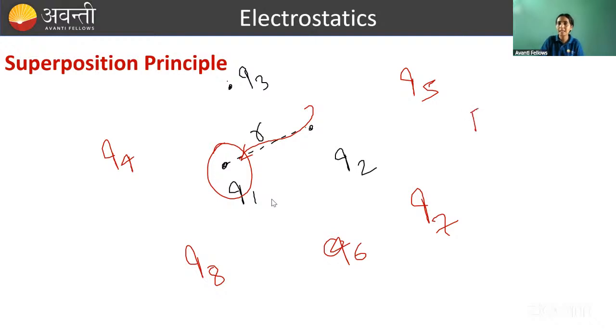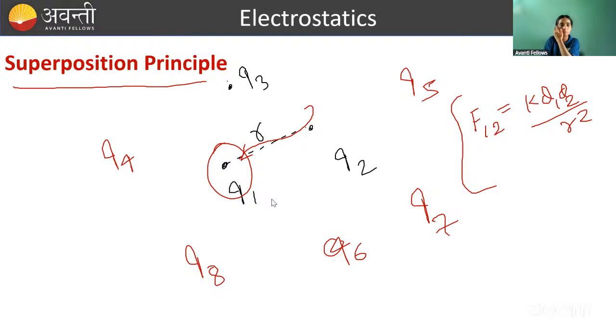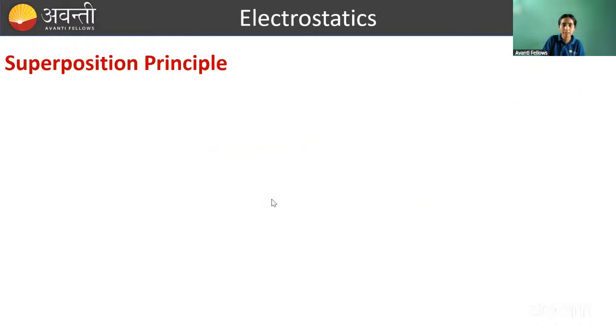Still, force acting on one because of two will be equal to how much? K Q1 Q2 by R ka square. So, force acting between two charges is not getting affected by any other charges present in the system. This is called superposition principle. इसको अगर मैं और दूसरे तरीके से रखूं तो कह सकते हो कि यहाँ पे Q1 चार्ज है, ठीक है, यहाँ पे Q2 चार्ज है, और यहाँ पे Q3 चार्ज है.